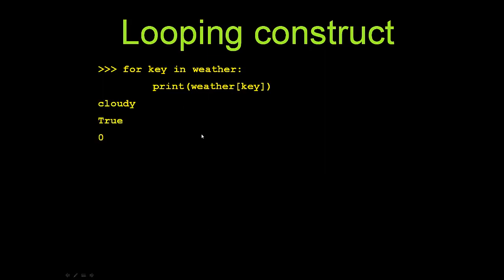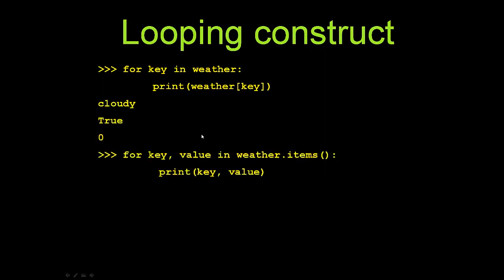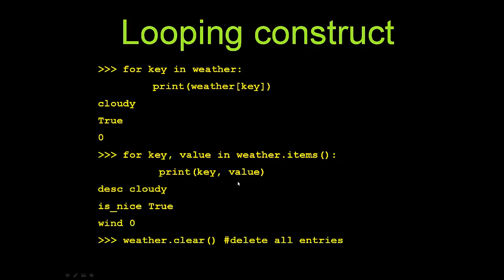Okay. Now it turns out you can also do this looping construct thing, whereby you can do for key in weather, okay, and then you can just print weather[key], and then you get all the keys. You can do for key, value in weather.items, right? And you can print key, value, you get these items. Okay, and you can clear the dictionary and clear everything inside.